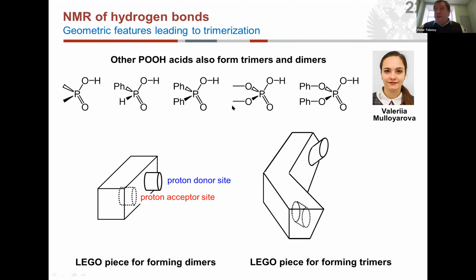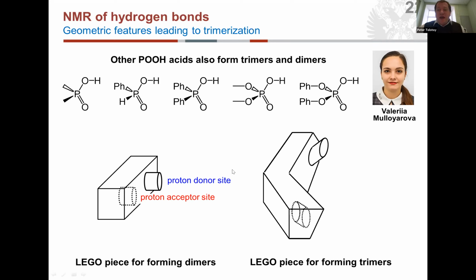The carboxylic acid, the simple case, looks like a Lego piece that is tuned to form cyclic dimers. It has 1 pin for the proton donating site and 1 dip for the proton accepting site, so it's quite easy to form cyclic dimers with this Lego piece.